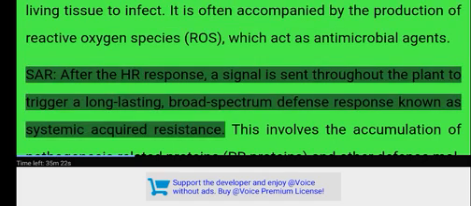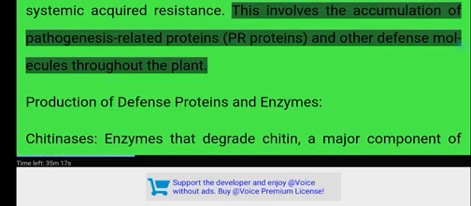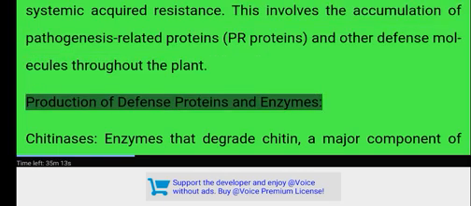SAR. After the HR response, a signal is sent throughout the plant to trigger a long-lasting, broad-spectrum defense response known as systemic acquired resistance. This involves the accumulation of pathogenesis-related proteins (PR proteins) and other defense molecules throughout the plant. Production of defense proteins and enzymes.